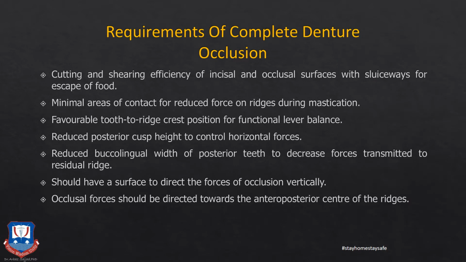So, next, coming to the requirements of a complete denture occlusion. The cutting and shearing efficiency of the incisal occlusal surfaces with sluiceways for escape of the food. There should be minimal area of contact to reduce the forces on the residual alveolar ridges during mastication. There should be a favorable tooth to ridge crest position for the functional lever balance. That is, teeth should be arranged on the center of the ridge, following along a line drawn along the center of the ridge. There should be reduced posterior cuspal height to control the horizontal forces. That is, the cuspal inclines should be shallow.